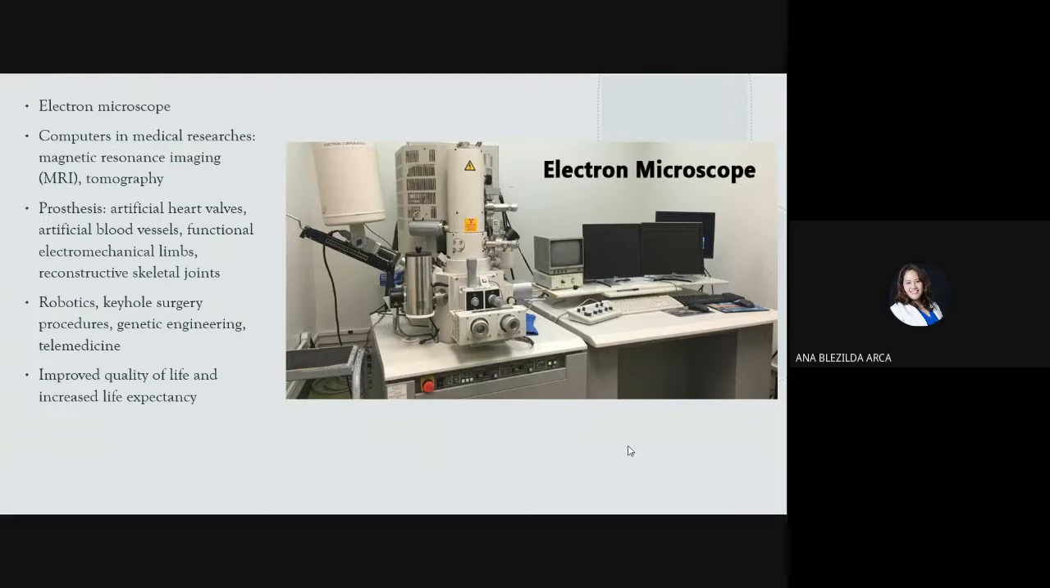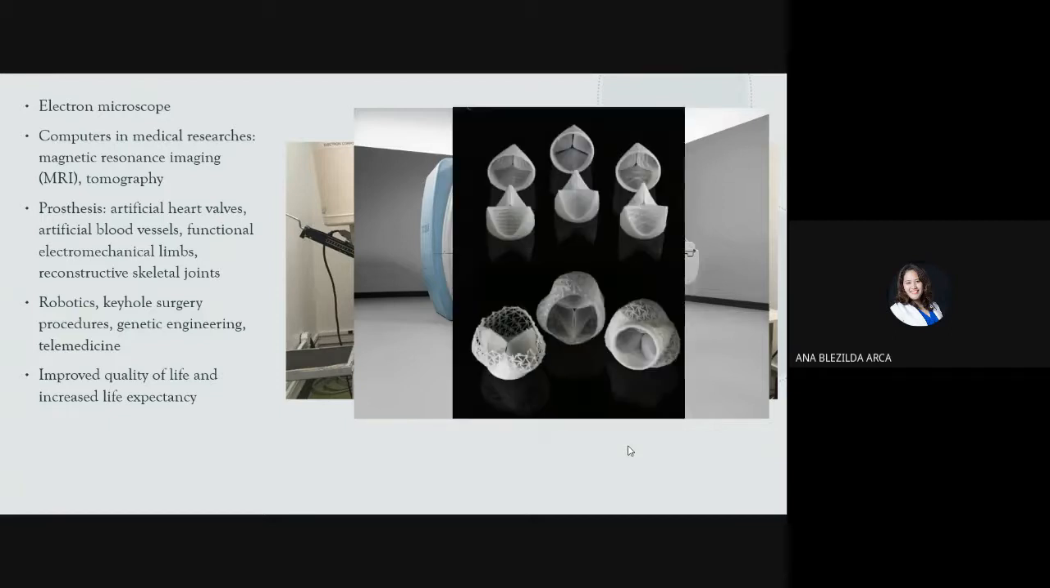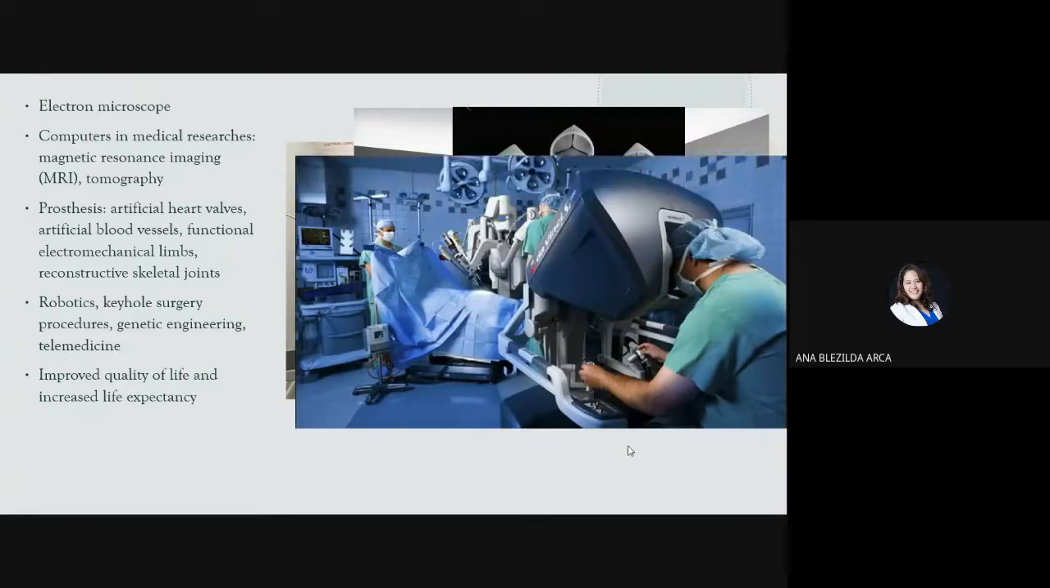Another thing is the use of computers in medical researches that you can find in MRI machines and also in tomography. After that, they also develop prostheses such as the artificial heart valves, artificial blood vessels, functional electromechanical limbs, and reconstructive skeletal joints. And then, nagkaroon pa rin ng progress of technology until they reach robotics. So, during this time, ngayong mga panahon na to, ang robotics, ginagamit din siya pagdating sa surgery. So, they utilize that in surgery.